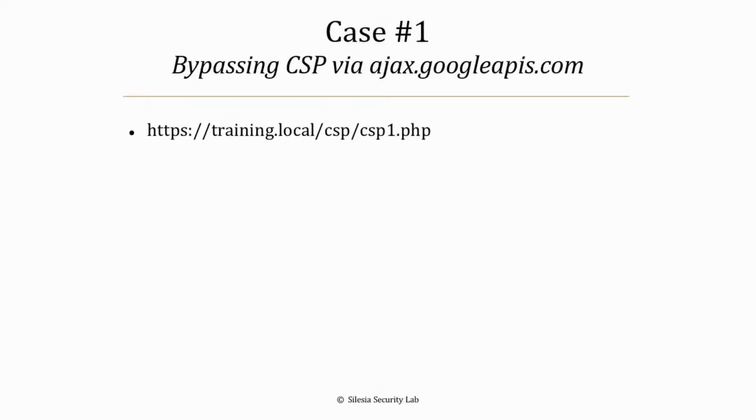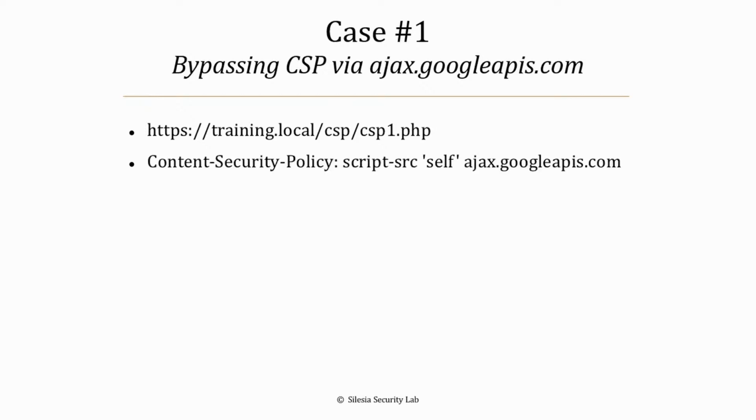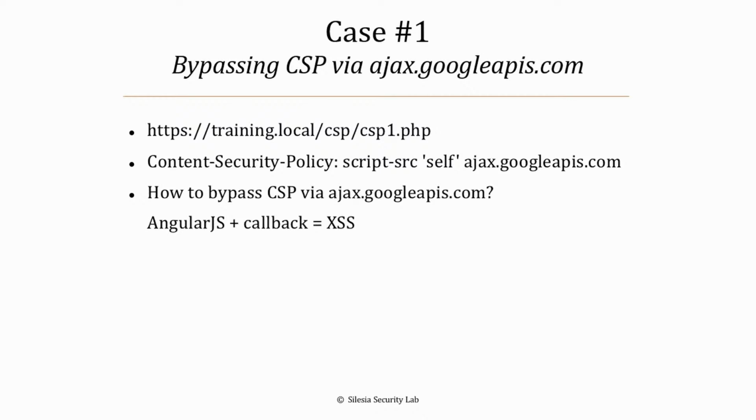And let me now go to the slides and make a summary. So this was my content security policy definition, script source self and ajax.googleapis.com. Now the question was how to bypass CSP via ajax.googleapis.com. Just use AngularJS together with callback, and finally you're going to have XSS. When you load JS API, there is a callback as I presented to you. So you are actually using AngularJS together with JS API, but you need JS API to have this callback functionality. And then finally, you've got XSS. I believe that this is clear for you. And I presented to you the payload for bypassing this CSP step by step.